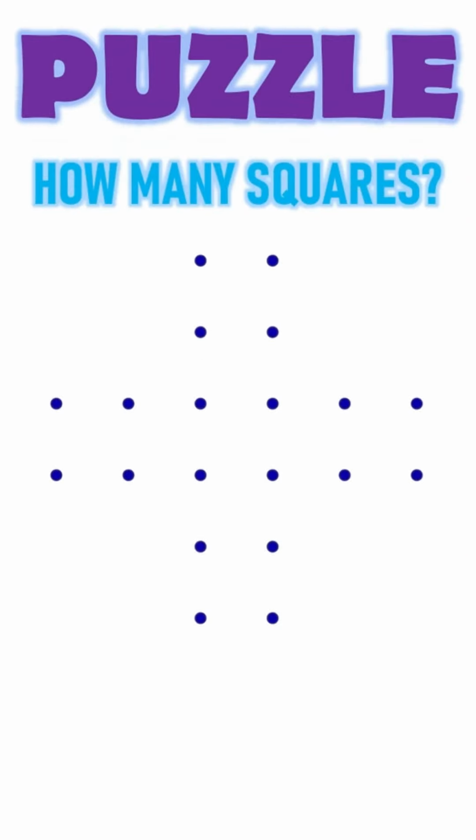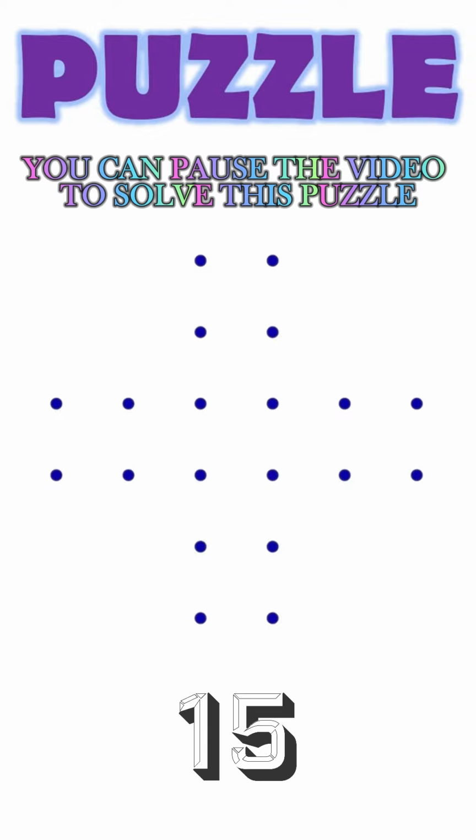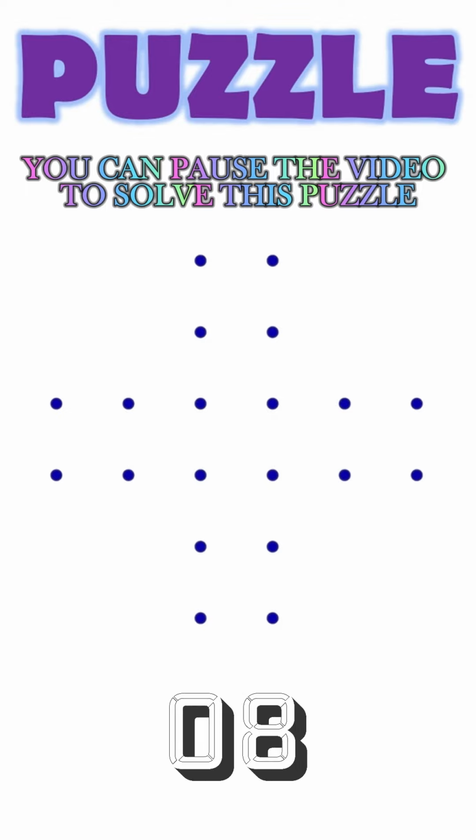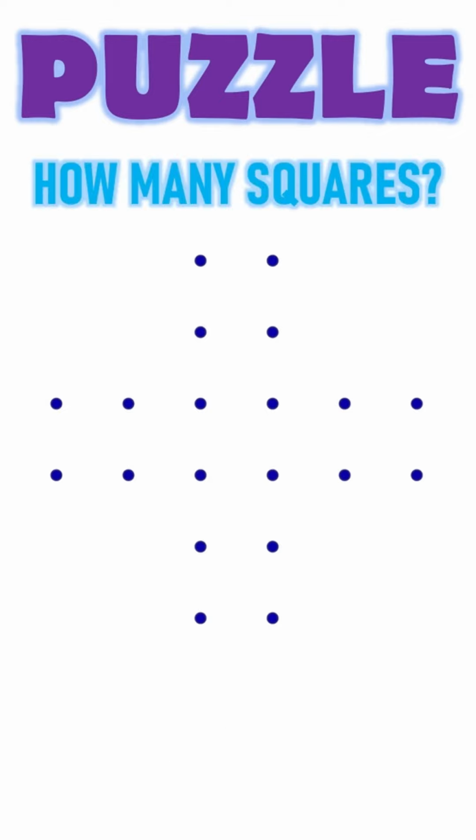Count all the possible squares that you can make out of these dots. I will give you the answer in 15 seconds. But this puzzle may take longer time, so feel free to pause the video to solve this puzzle. So the correct answer is 21 squares.